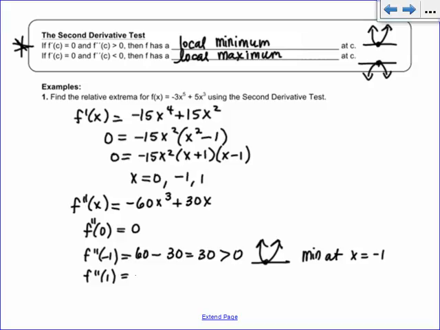And then if I plug in 1, I get negative 60 plus 30. That's a negative number. So that tells me that I'm concave down at 1. But the slope at 1 is also 0. So there's a max at x equals 1.